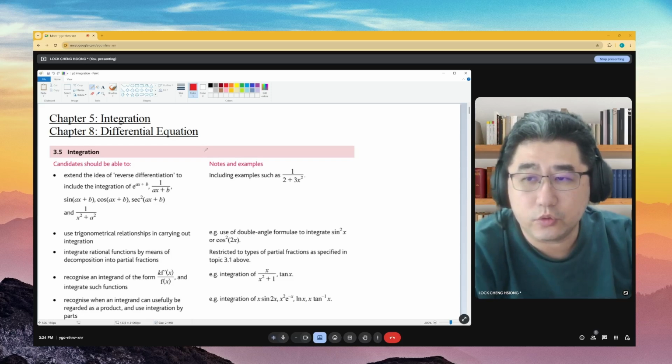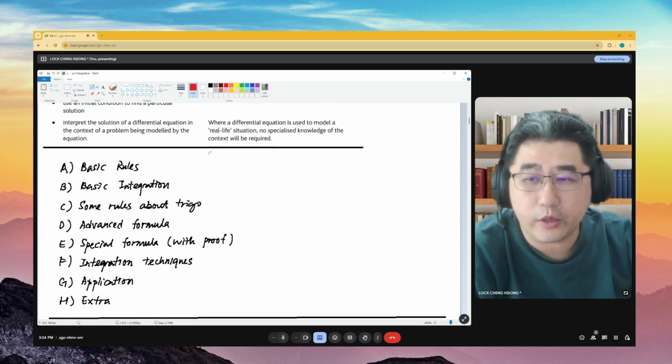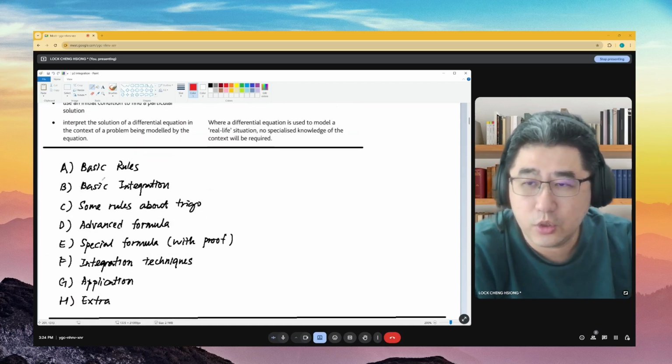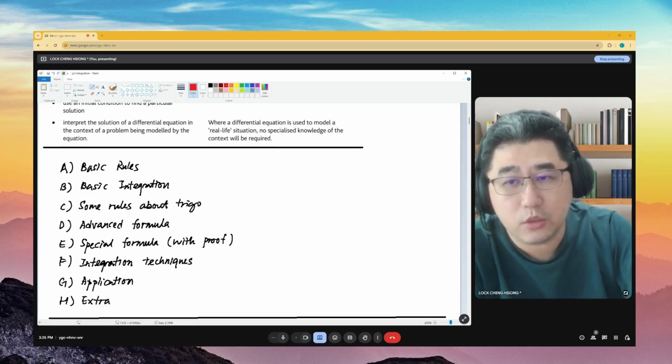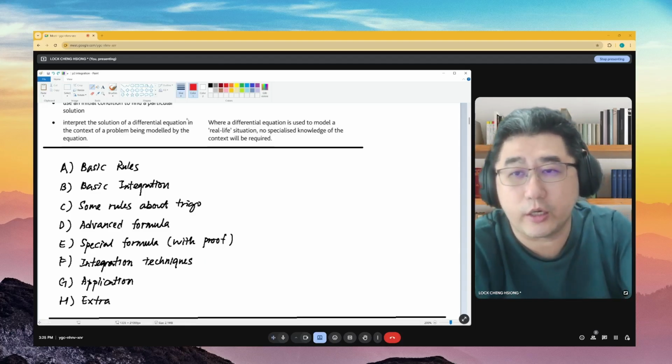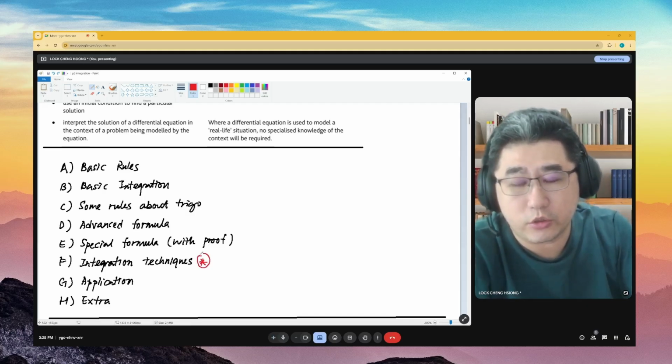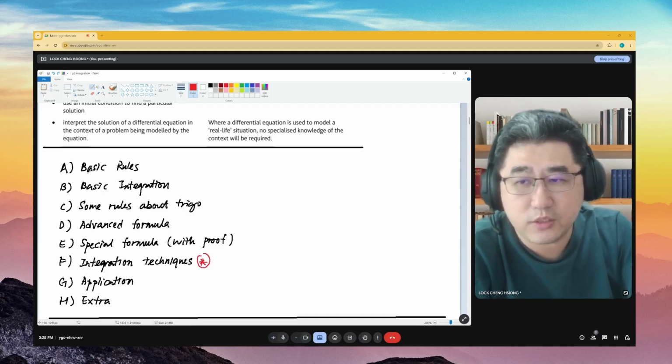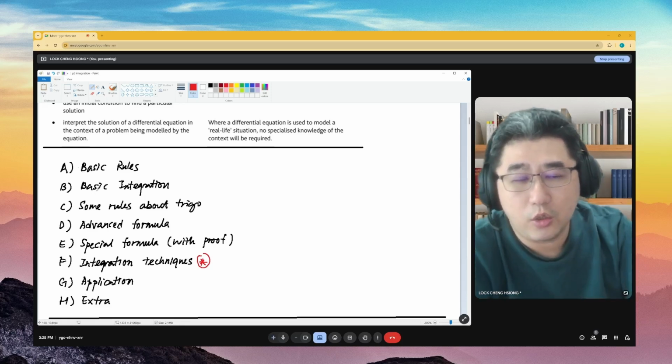For this topic, I'm going to split it into 8 sections. We have basic rule, basic integration, some rules about trigo, advanced formula, special formula with proof, integration technique, application and extra. For your information, your exam will be focused on integration technique.